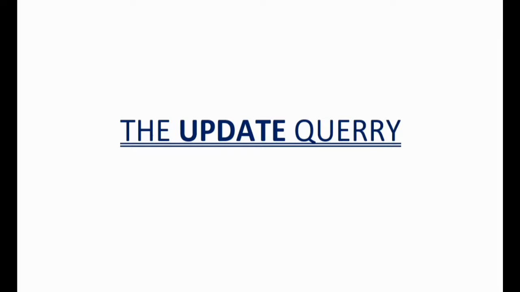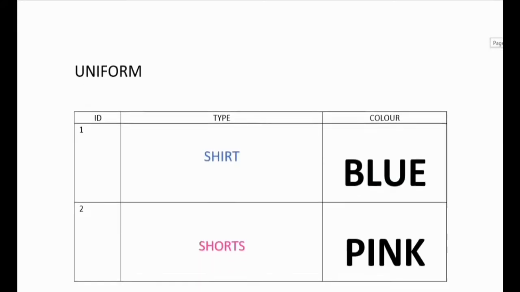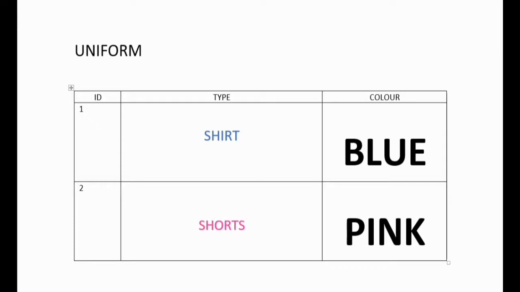See, we have this update query here, and we have a table here whose title is uniform. Okay, now uniform is the name of the table we are going to work on, and you can see we have ID, type, and color. Okay, ID uniquely identifies the data we have in the table.